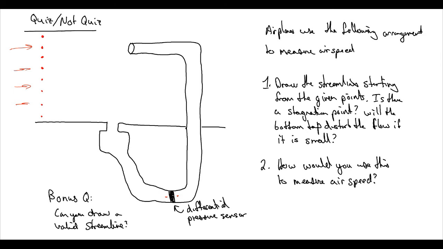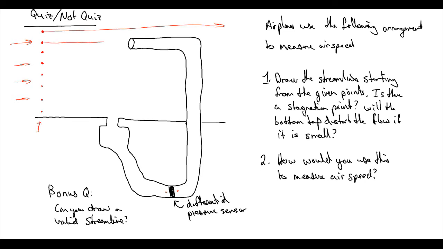Cool. So we're going to draw the streamlines starting from the given points here, and then we want to look and see if there's a stagnation point. And will the bottom tap disturb the flow if it's small? So I'm going to draw this streamline. It's going to go over the top. Not going to do anything. This one's going to come and hit this right in the middle, and it's going to stop because this is all plugged up, right? Flow can't go in this direction through this thing, so it's effectively a dead end.